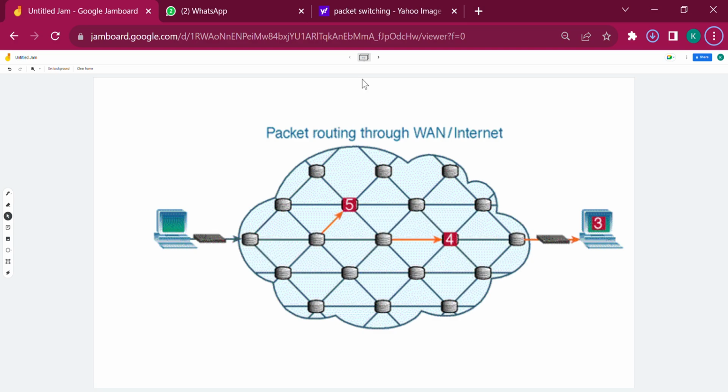Assalamu alaikum dear students. The topic of today's session is packet switching. So what is a packet in fact, and what is packet switching in fact?